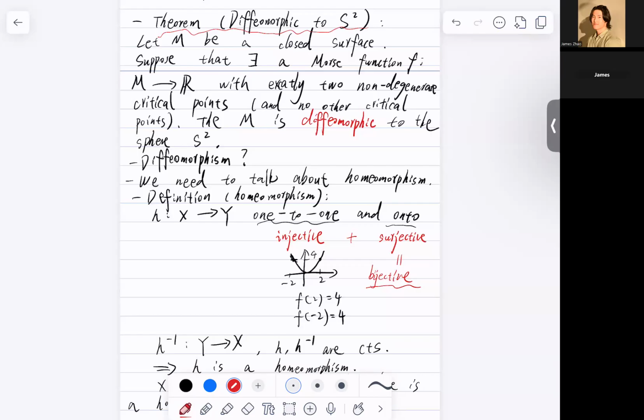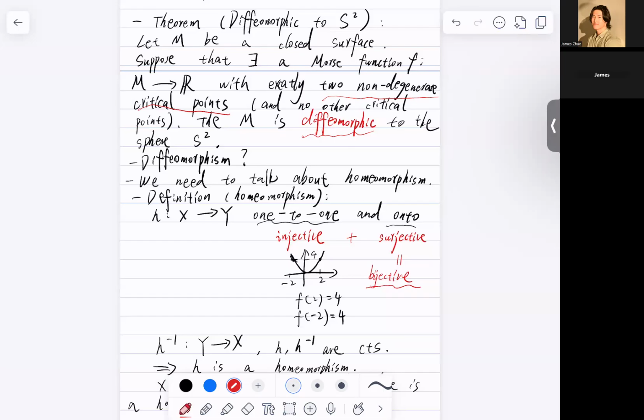Yep, this is a theorem that we are going to prove. So what does it say? Right, let's just start the recap right now. Let M be a closed surface, and suppose that there exists a Morse function f that maps from the surface to a real number with exactly two non-degenerate critical points, doesn't necessarily have to be a saddle, and no other critical points. Then this M is diffeomorphic to the sphere S2.